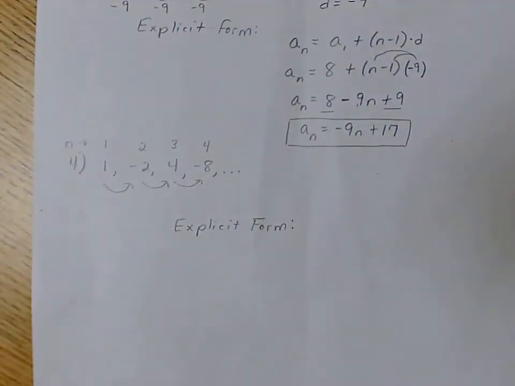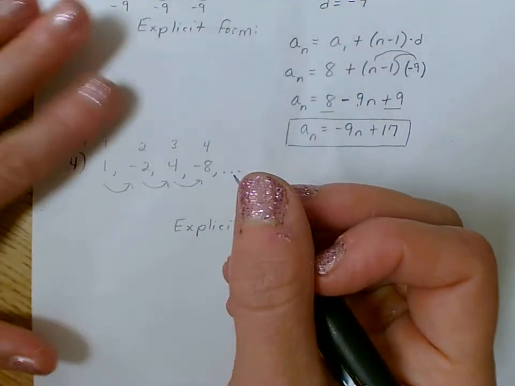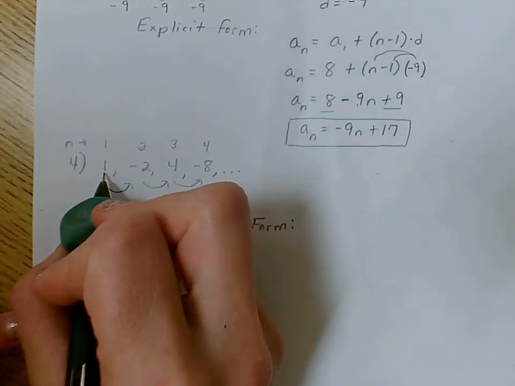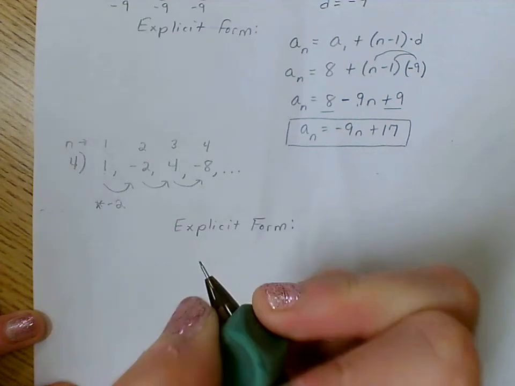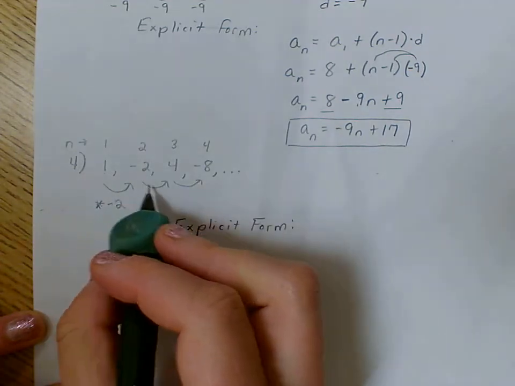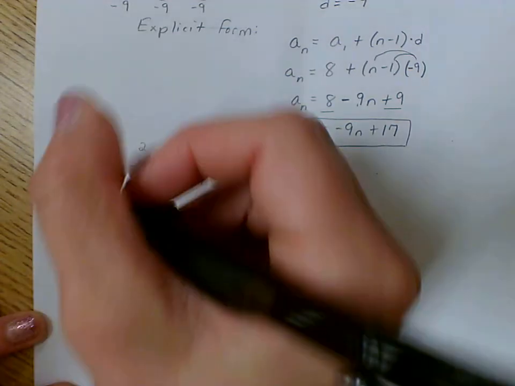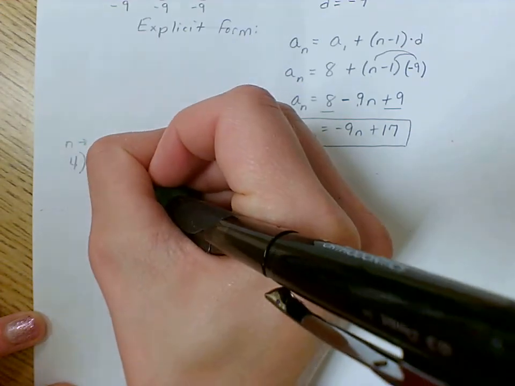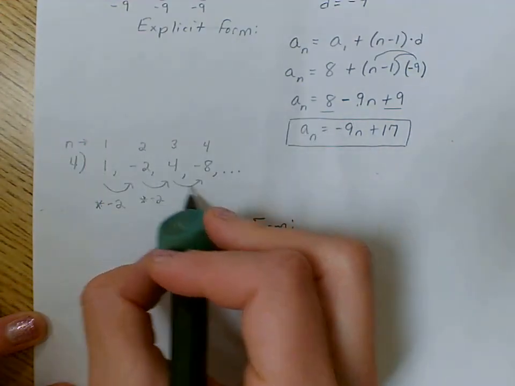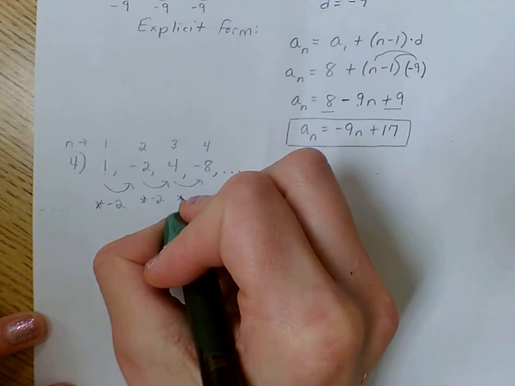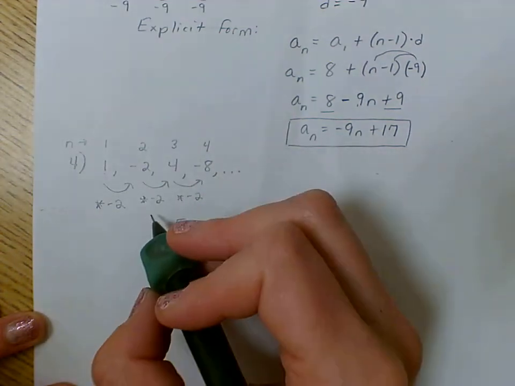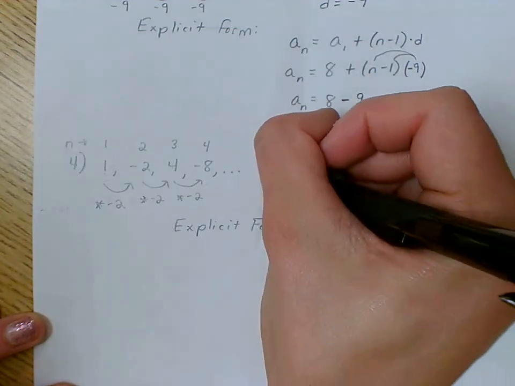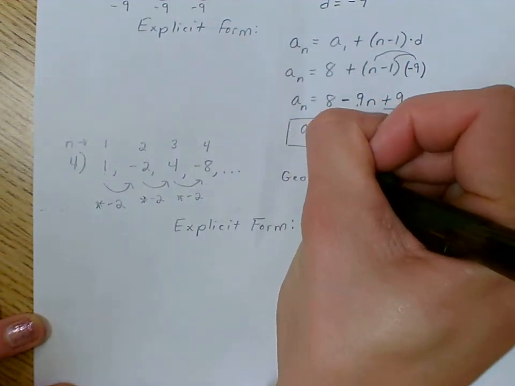So then check to see if you're multiplying or dividing. What would I multiply 1 by to get negative 2? Well, I'd have to multiply by negative 2. So let's check that. If I take negative 2 times negative 2, I get the 4. So that works there. And then if I take 4 times negative 2, do I get negative 8? And yes, I do. So that actually means that this one is a geometric sequence.